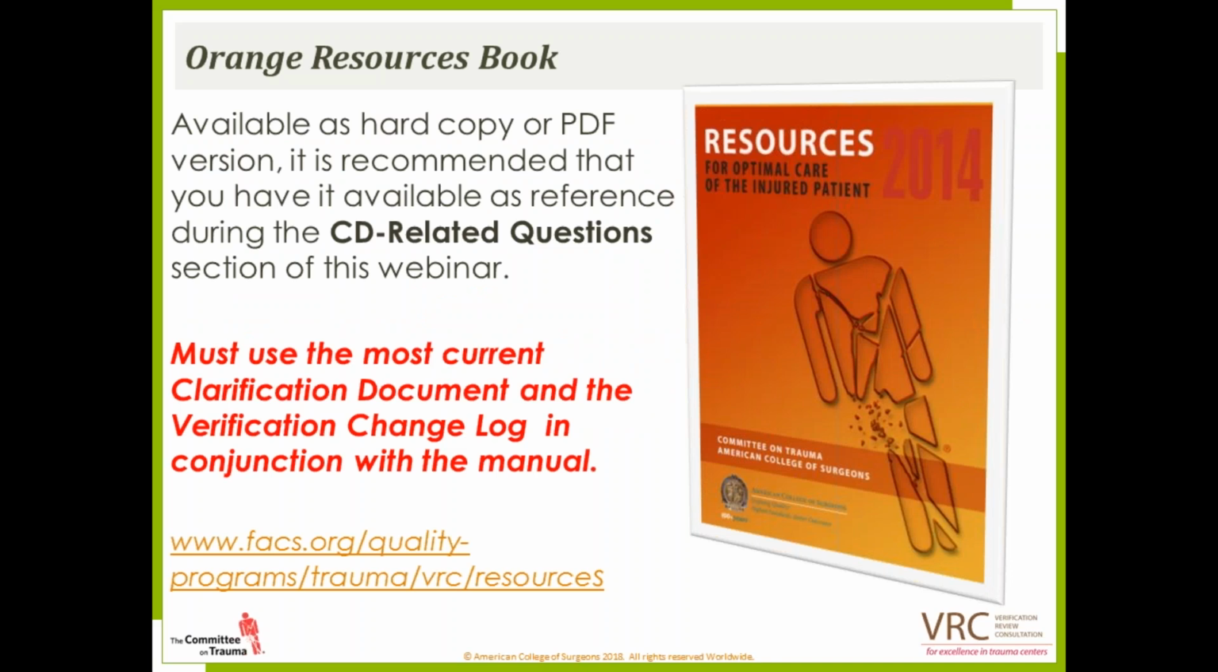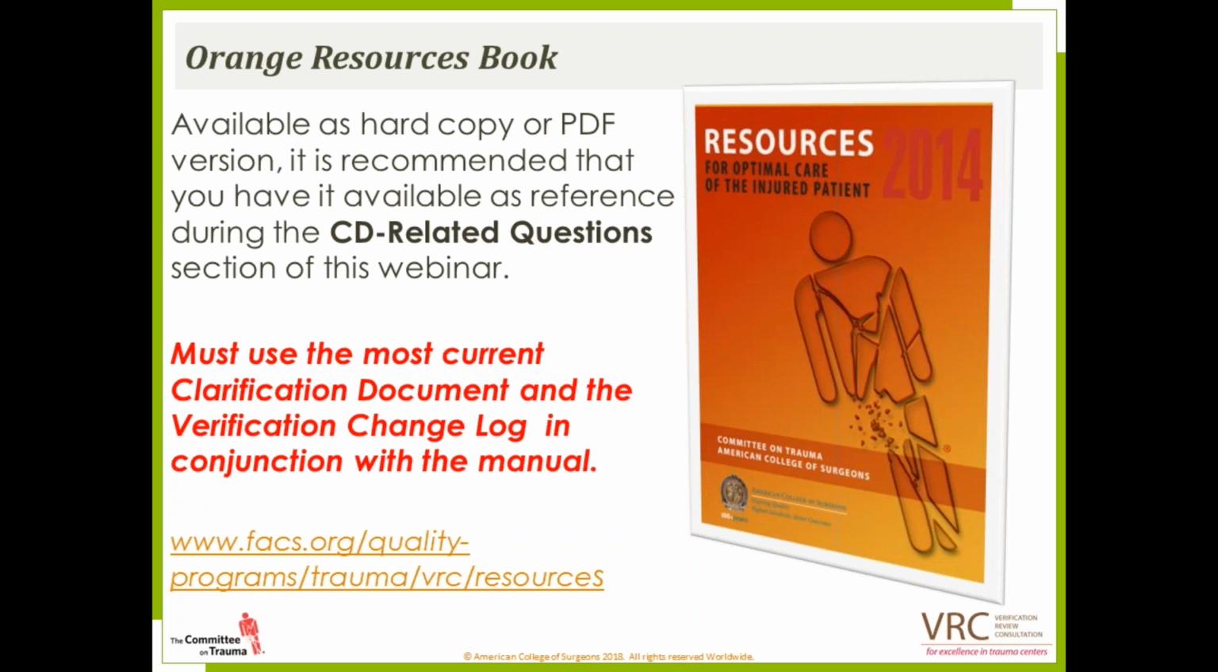Just some items that you will want to have on hand if you're new to our webinars. You want a copy of the Orange Book or a copy of the PDF just so you can refer to any criteria that are referenced through this presentation. Again, I want to stress the importance of downloading the most current copy of the clarification document and verification change log. I have learned doing this over time that some folks think there are various versions of the resources manuals out there on the website and even in print, but there are not.